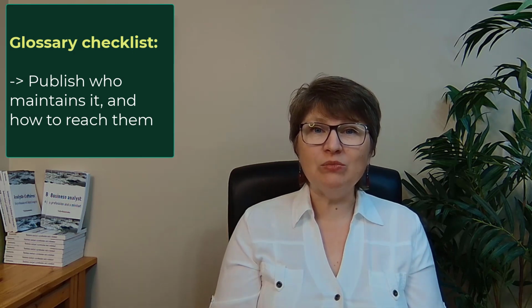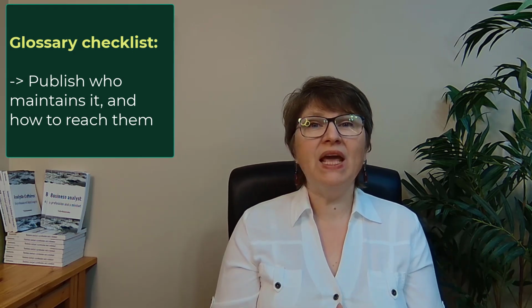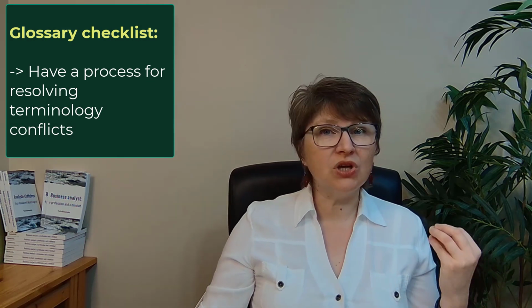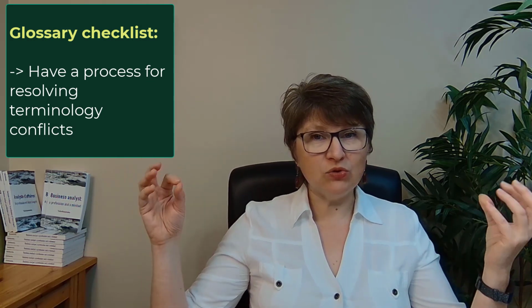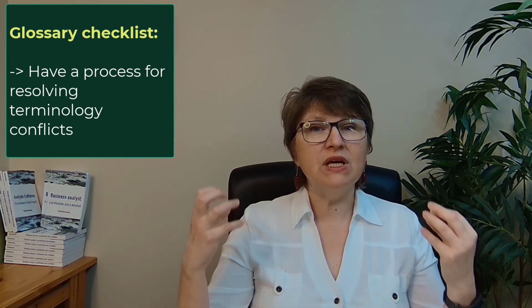You must publish and record who maintains it, how to reach them, and who to contact in case you have disagreements, conflicts, or questions. You must have a process for resolving terminology conflicts. What happens if two departments have different definitions of what is an overdue invoice? Which body, which committee is going to figure it out and make an agreement and then record one consistent definition?